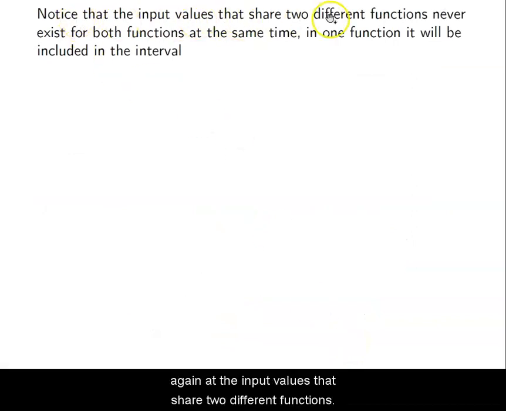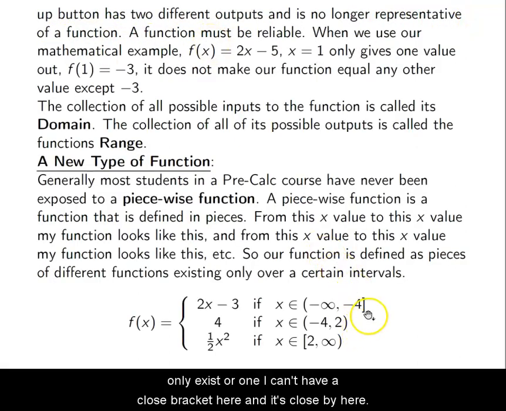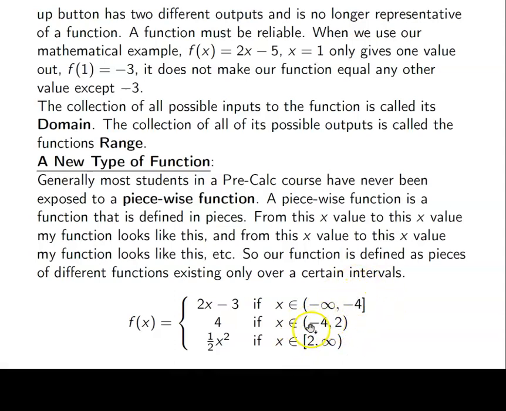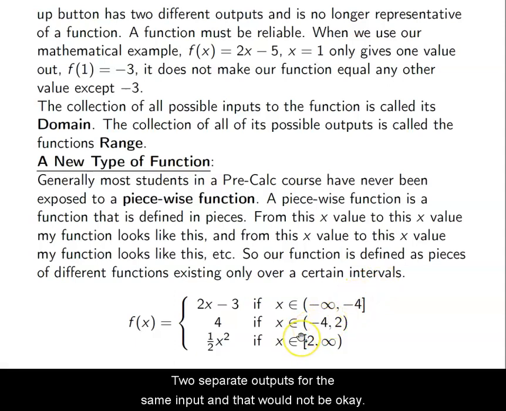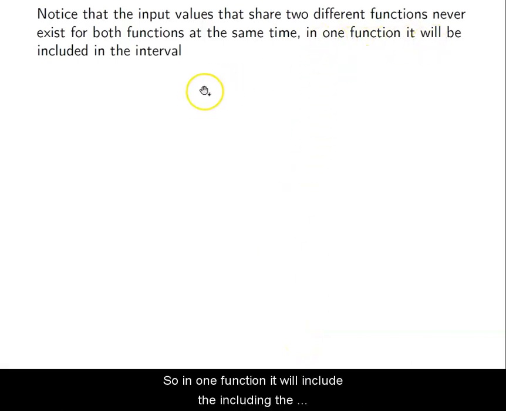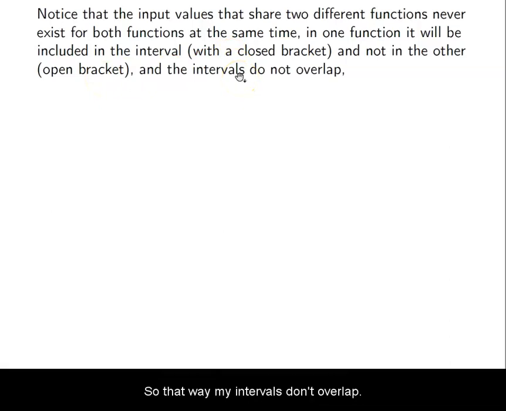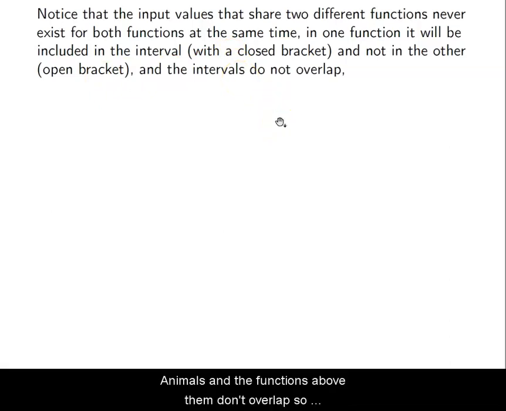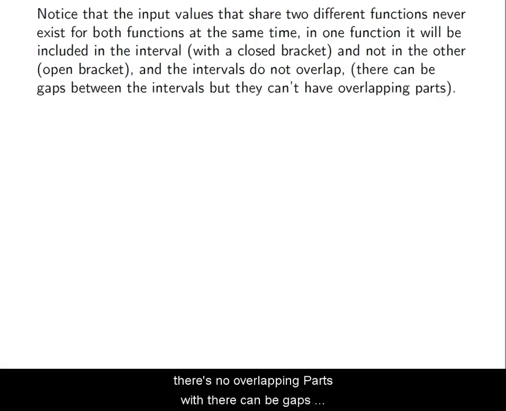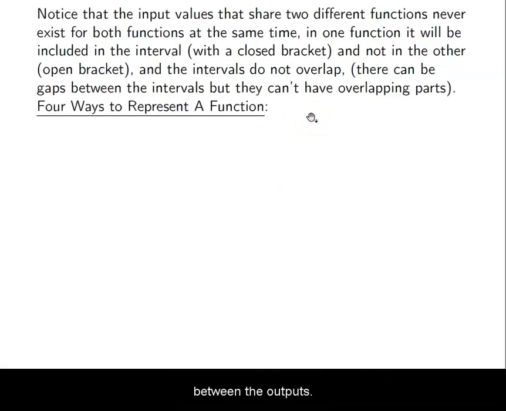So again, notice that the input values that share 2 different functions never exist for both functions at the same time. They only exist for one. I can't have a closed bracket here and a closed bracket here, because then I might have 2 separate outputs for the same input, and that would not be okay. So in one function, it will be included in the interval, and in the other, it won't. So in one interval, it has an open bracket, in the other, it has a closed bracket, so that way my intervals don't overlap. The intervals and the functions above them don't overlap. So there's no overlapping parts, but there can be gaps between the outputs.